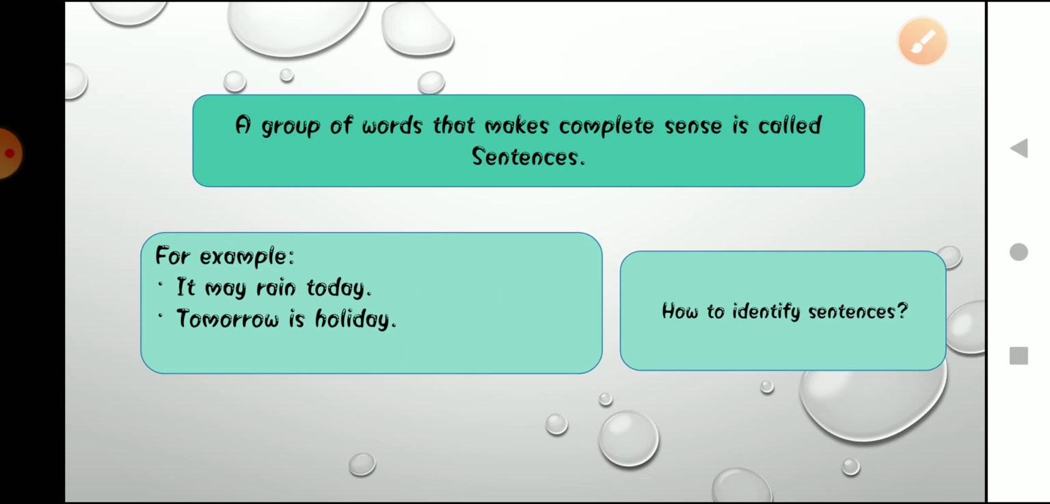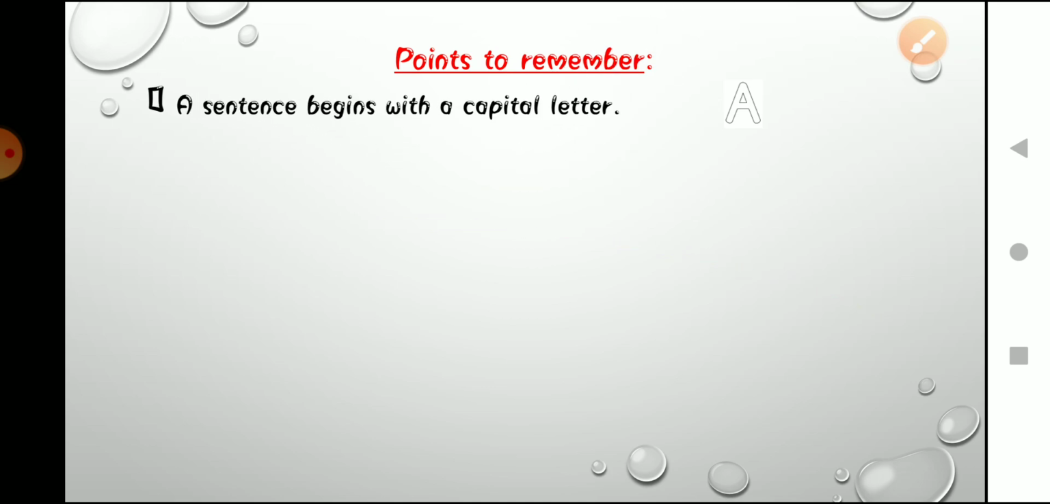How can we identify a sentence? How can we say whether the written group of words is a sentence or not? To identify that, we should just have two to three points in our mind. The first point to be remembered is that a sentence begins with a capital letter. All the sentences that we write always begin with a capital letter.